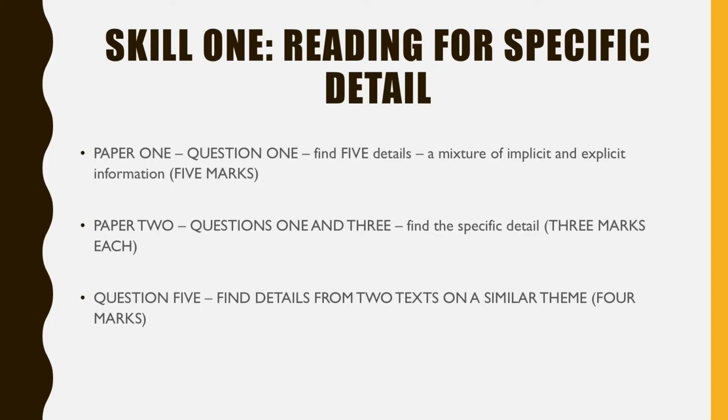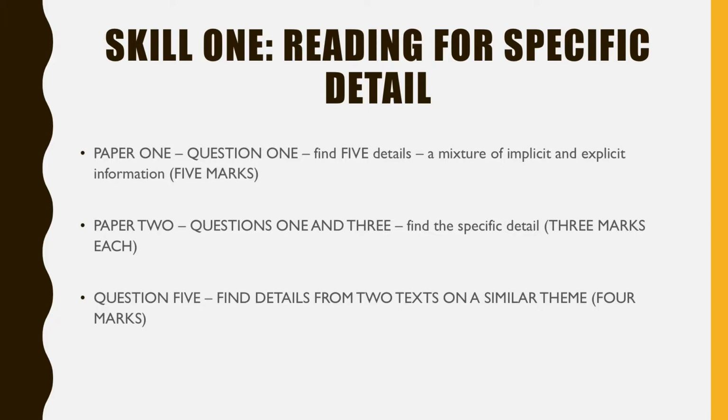Okay, so we'll look at 3 main skills in today's video. The first one is reading for detail. This comes up in both paper 1 and paper 2. In paper 1, there's just one question of this, where you're reading for specific detail, and that's question 1, where it's about five details. There are 5 things that we learn about the character, we learn about the place, whatever it might be.